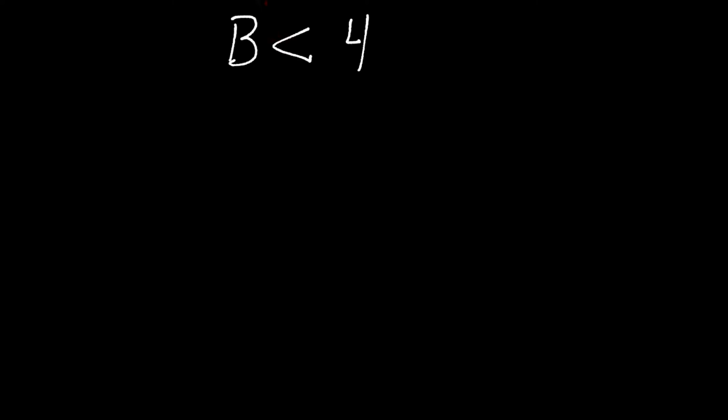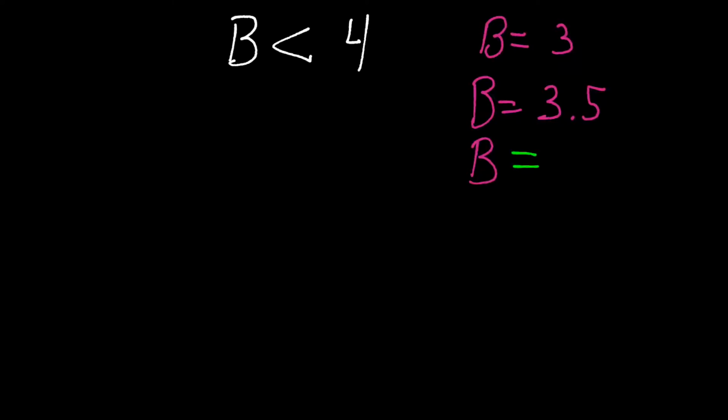So b can be any number, as long as it's smaller than 4. It could be, b could equal 3, b could equal 3.5, but b could not equal, and there's that symbol, not equal to, b could not equal anything bigger than 4. So it can't equal something, let's say, 5, because our inequality states that b has to be less than 4.